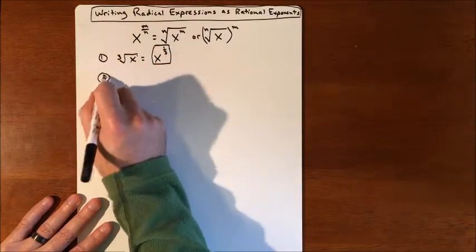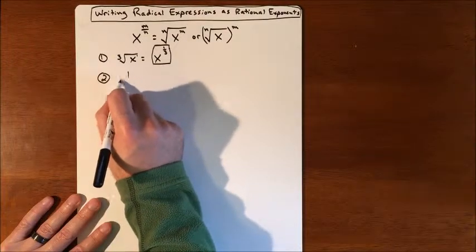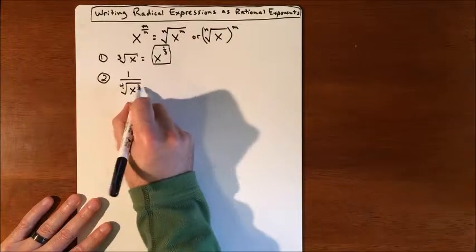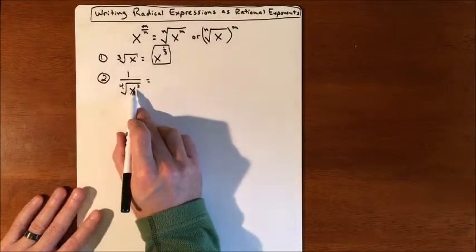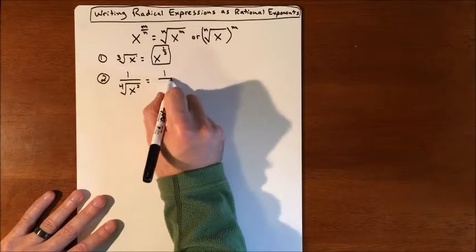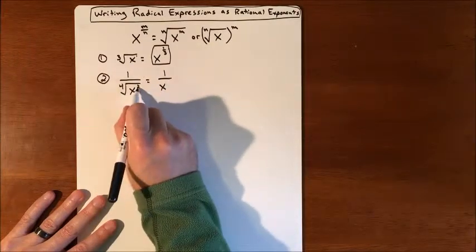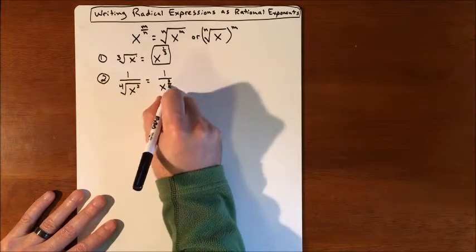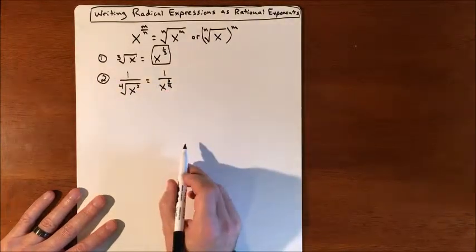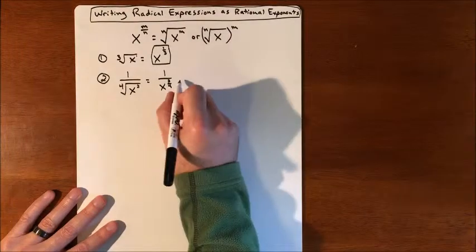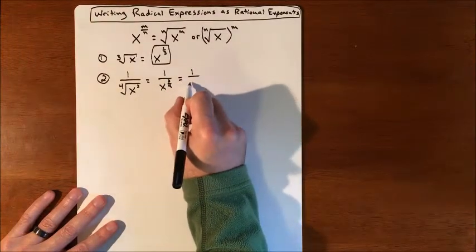So if we had another one, 1 over the 4th root of x squared. So first thing is, let's take it out of the radical form and write it as a rational exponent. So that will be your numerator, the 2, and the 4 will be your denominator. And on all of these, you're going to try and simplify them, reduce them as far as you can. So 2/4 reduces to 1/2.